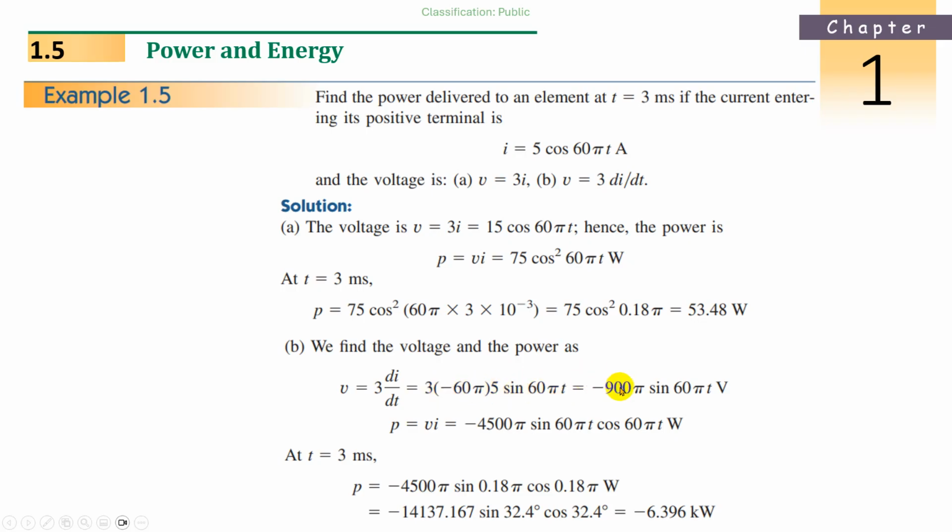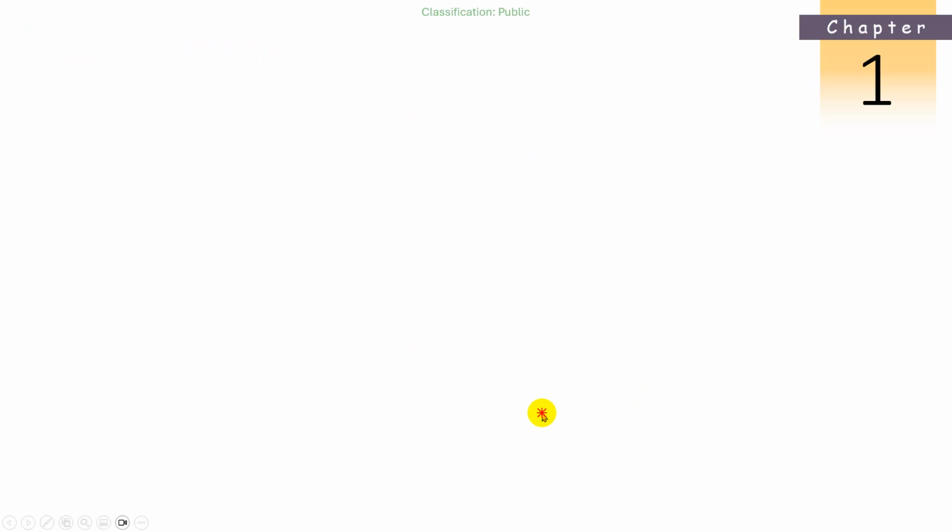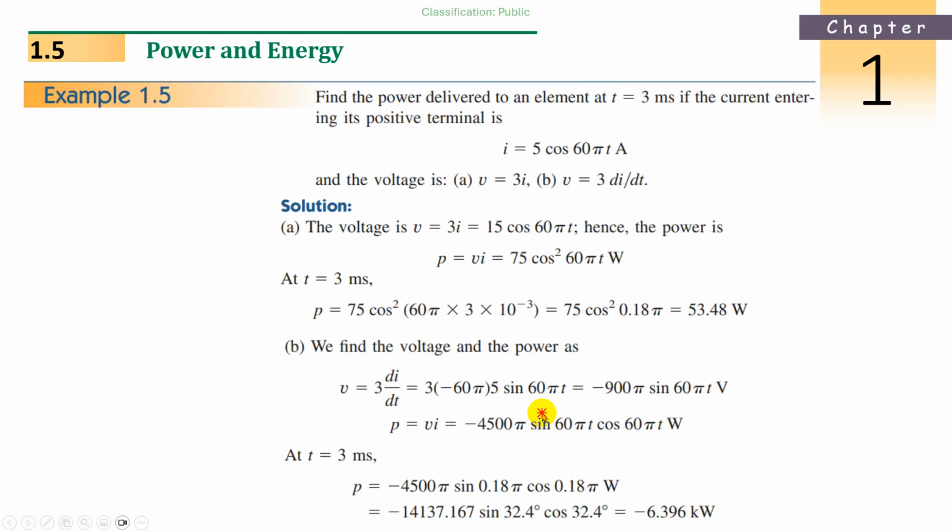Now if you multiply, it is minus 900 pi sin 60 pi t volts. Now once you know this equation, that is voltage minus 900 pi sin 60 pi t, then you can find the power Vi. So what is V? Already we know, that is minus 900 pi sin 60 pi t. What is I? It is 5 cos 60 pi t. Multiply 5 into 900, it becomes 4500 pi sin 60 pi t, and cos 60 pi t will come. So both sin and cos are there.